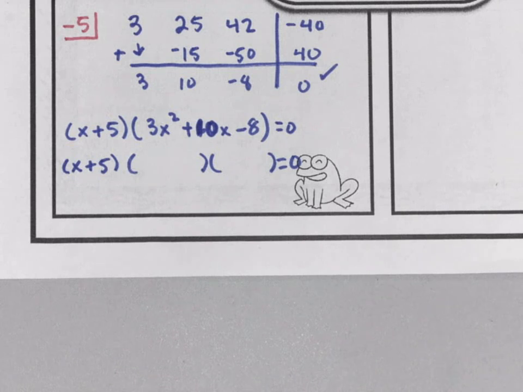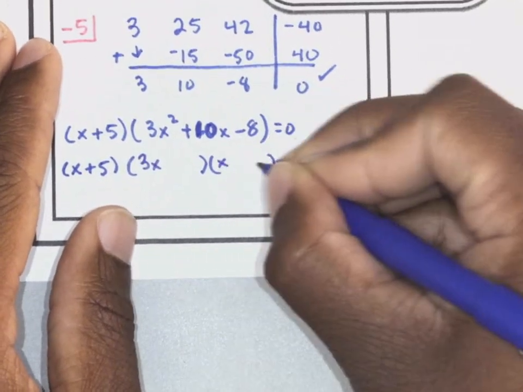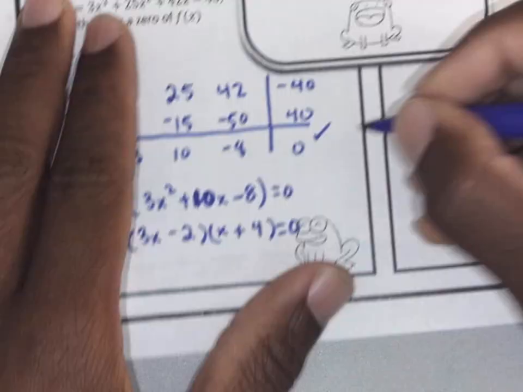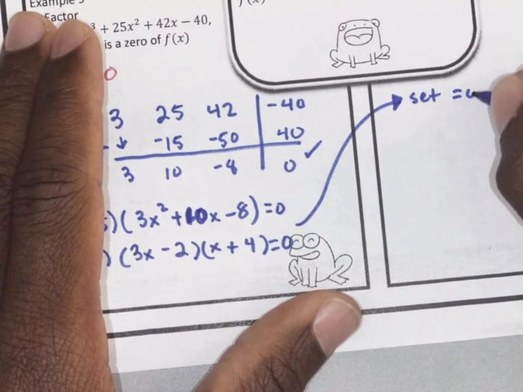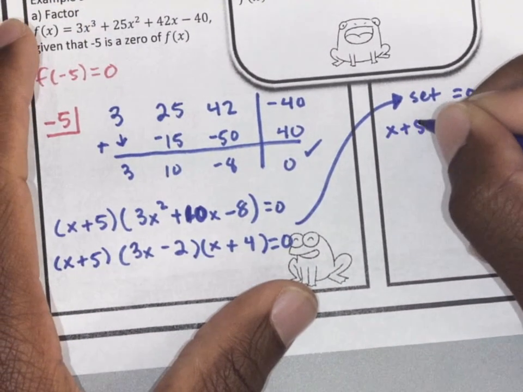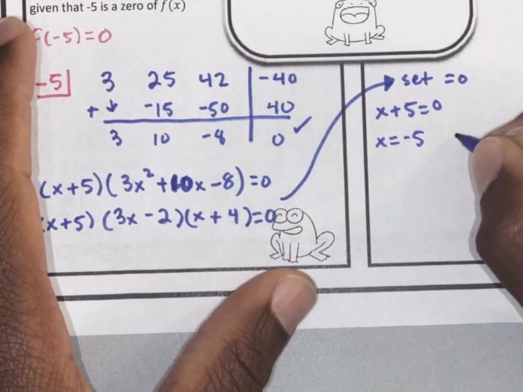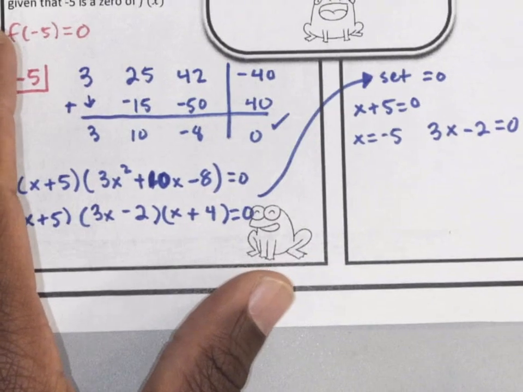Let me go write this down. And then in the other space, I'll show you maybe another thing you can do. It might be a little easier. So we said 3x and x. We had 4. And we had minus 2. And I set each factor equal to 0. So x plus 5 equals 0. X equals negative 5. Three x minus 2 equals 0.